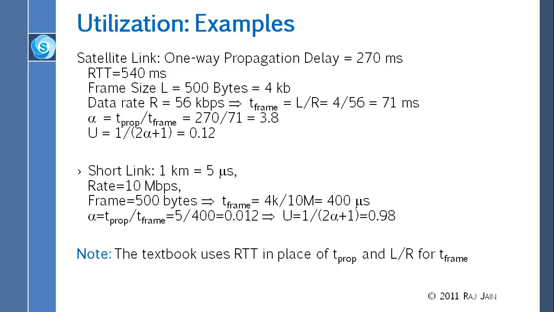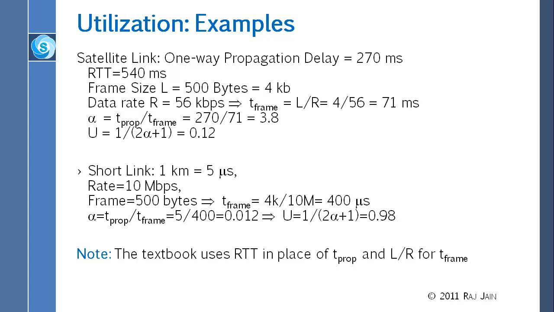Now if you send a packet which is 500 bytes long, multiply this by 8 to get 4 kilobits. If your data rate is 56 kilobits per second, your frame time is 4 kilobits divided by 56 kilobits per second, which gives you 4 upon 56 seconds, which in milliseconds is 71 milliseconds. So everybody can get that 71 milliseconds, right? It is the length of the packet divided by the rate.